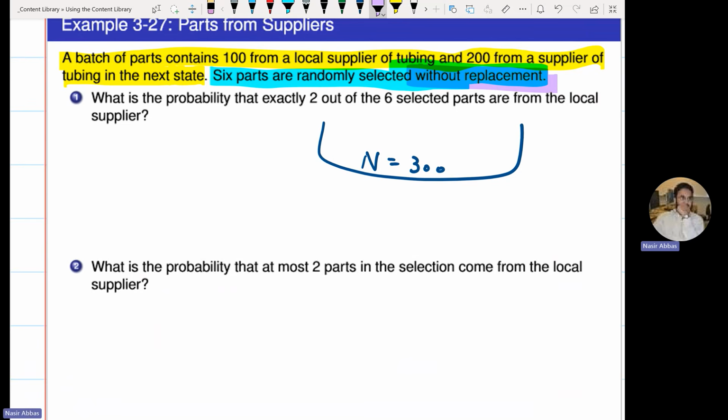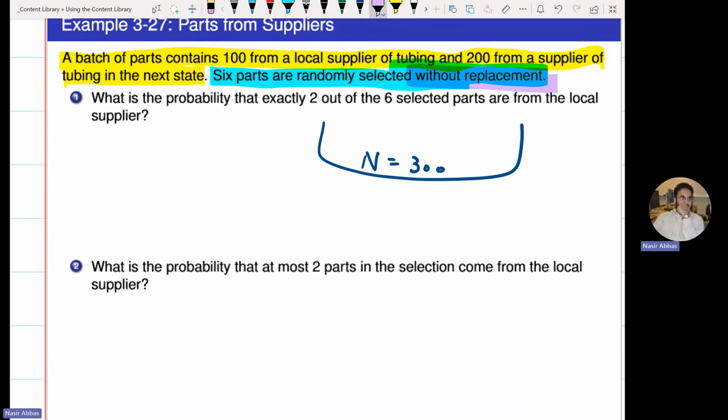Now, if I don't give this word, what will you assume by default? You will assume without replacement by default. For example, if I come into this class and want to select 5 students, will you assume I'm selecting with replacement or without replacement? Of course, without replacement, because I need 5 students. So if the method of selection is not mentioned, you assume without replacement by default. Now, these 6 parts are selected without replacement.